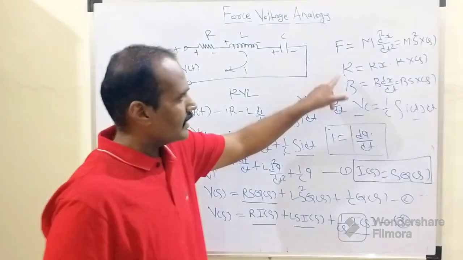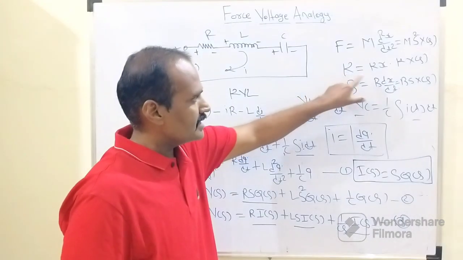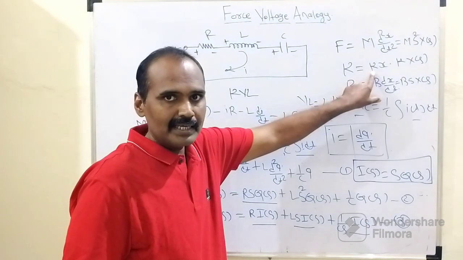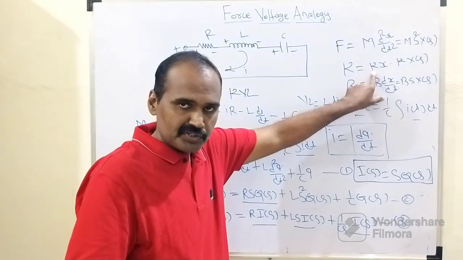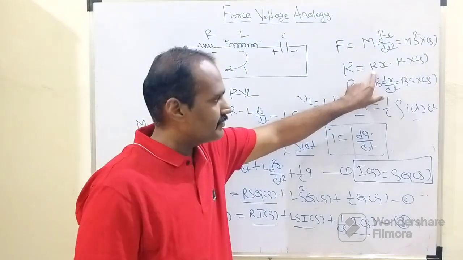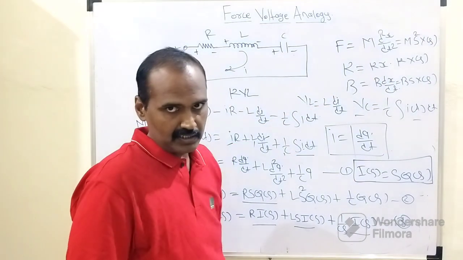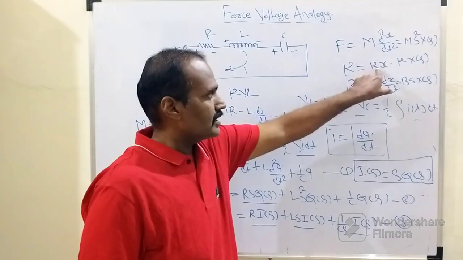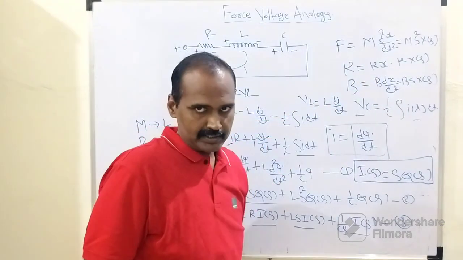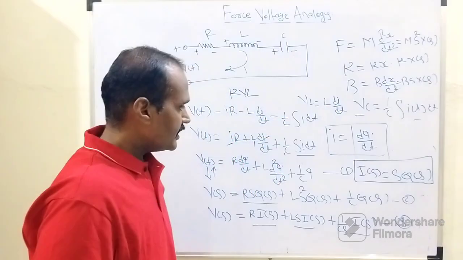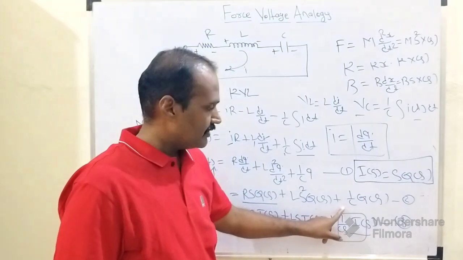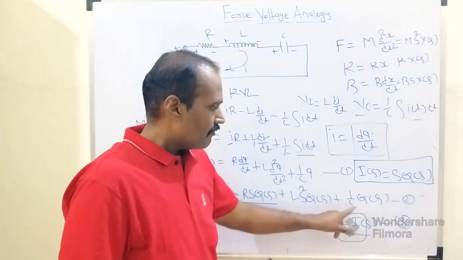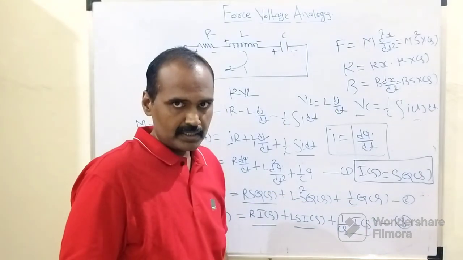Then the third mechanical element we have is nothing but K. We don't have any Laplace variable, neither first order nor second order differentiation in its force equation, right? So its force equation is nothing but K into X of s. When we compare this K into X of s, we will come to know that we have one term which is nothing but 1 over C into Q of s, right?